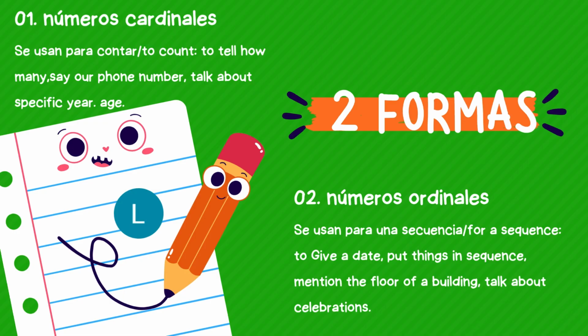In Spanish, just like in English, we have two forms of using numbers. The first one we call números cardinales. Se usan para contar. You use them to count. You can use them to tell how many, to say our phone number, to talk about a specific year or age.